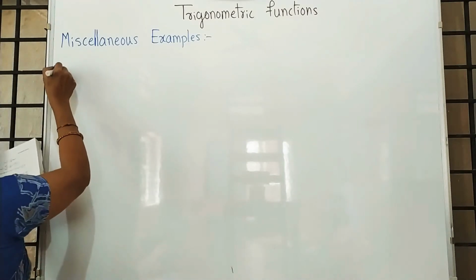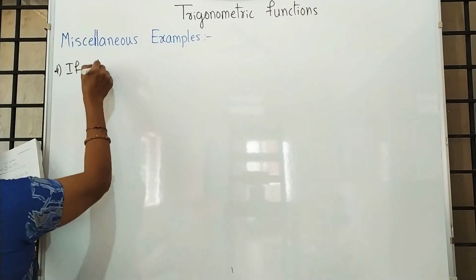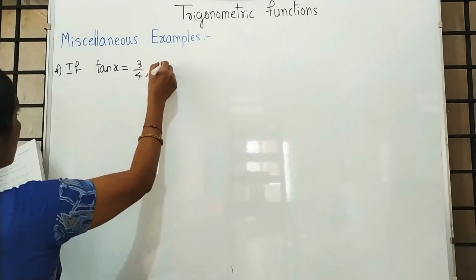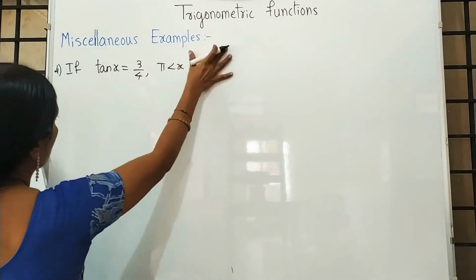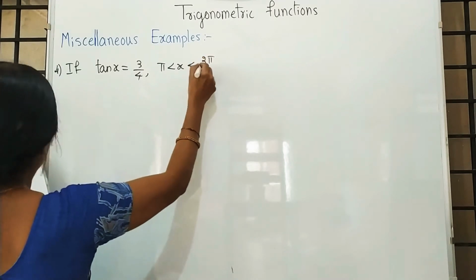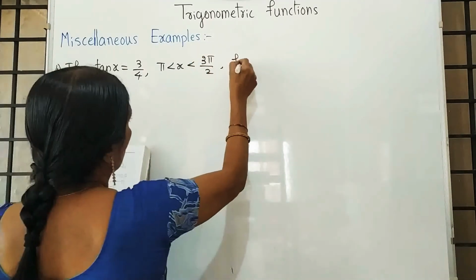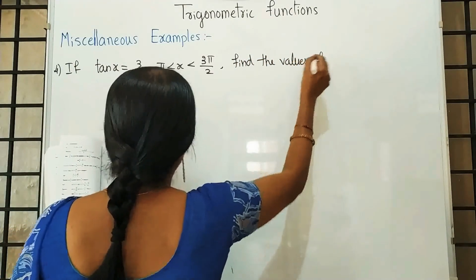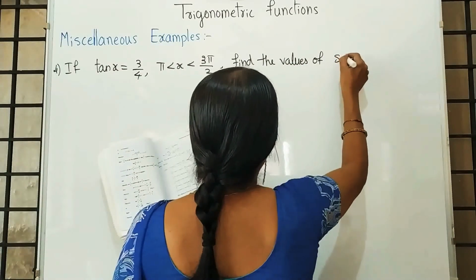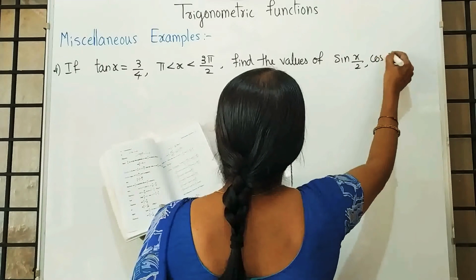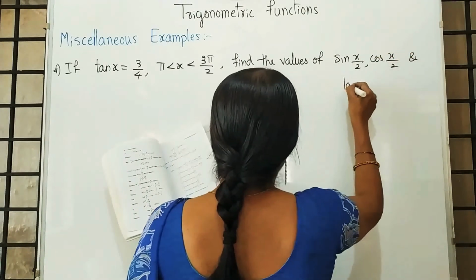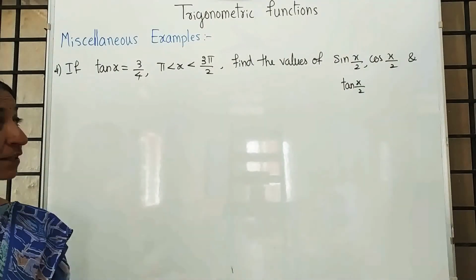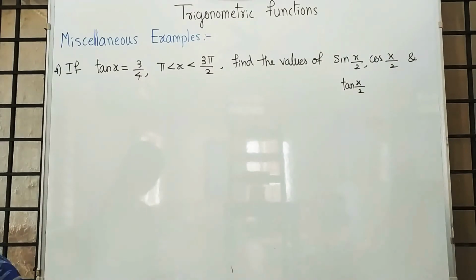If tan x is equal to 3 by 4, and it is lying between 180 to 270, that is pi to 3 pi by 2, find the values of sin x by 2, cos x by 2 and tan x by 2. See, first we have to check in which quadrant the value lies.